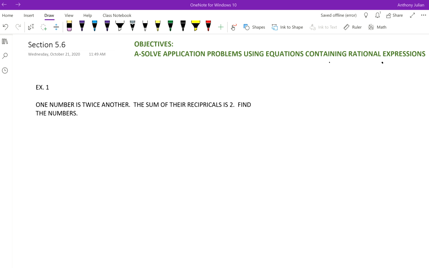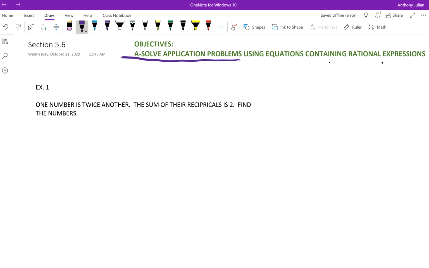Okay, we've got section 5.6 now, where our objective is to solve these application problems. Application problems are another word for story problems, where we're going to use rational expressions. So we read these stories over and put together a couple of equations, if you will, sometimes, or one equation, depending on the problem. All right, so let's just jump in and try this out.